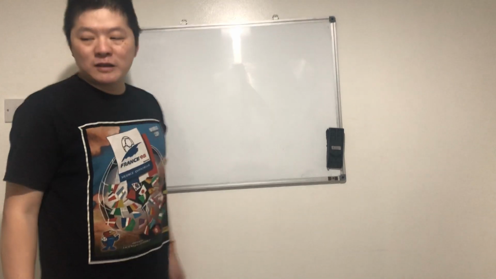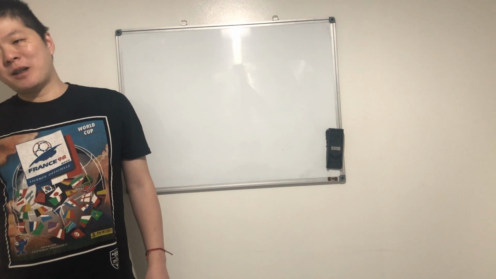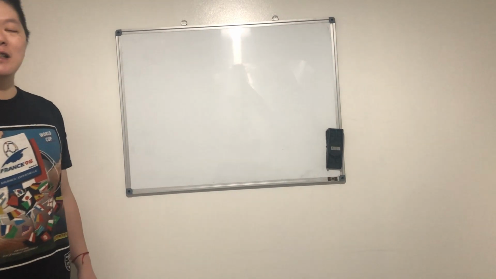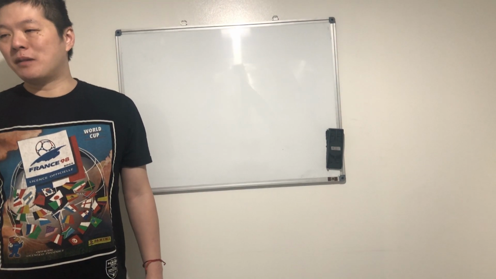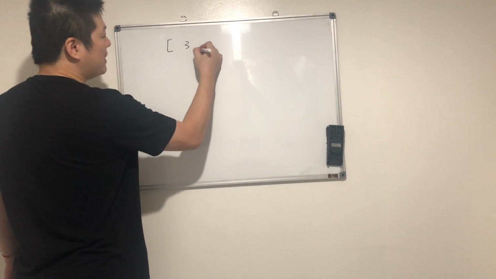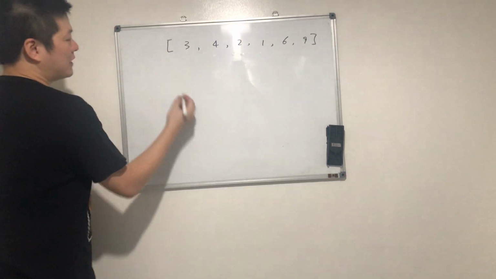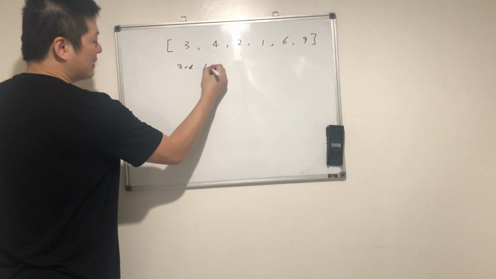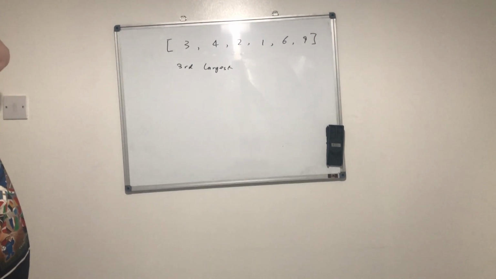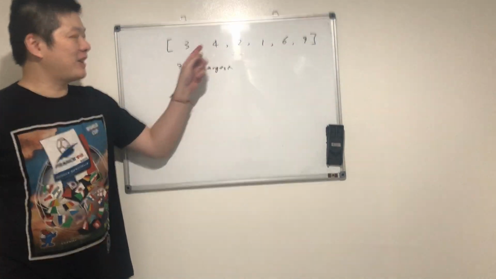Okay. So today we talk about using a binary search. Remember, we are very interested in this binary search to find out the kth largest number in the array. For example, if this is 3, 4, 2, 1, 6, 9, what's the third largest number? 4. Third largest. 9, 6, 4. Yeah.